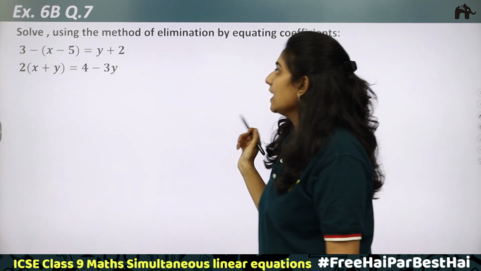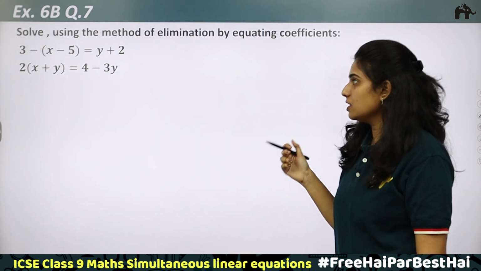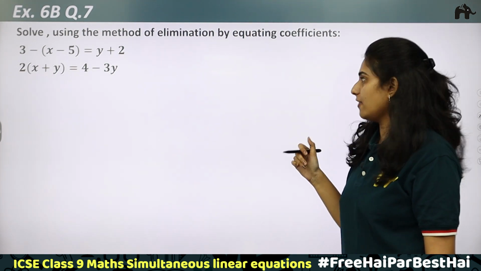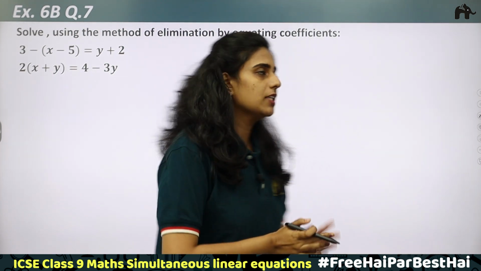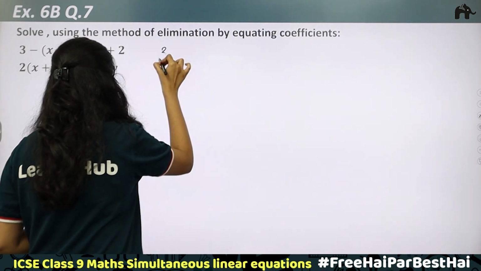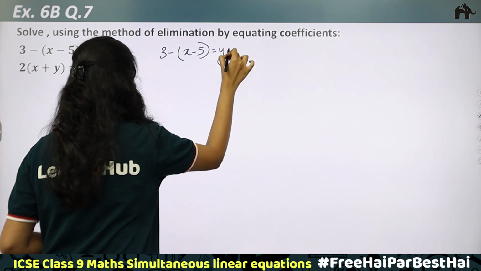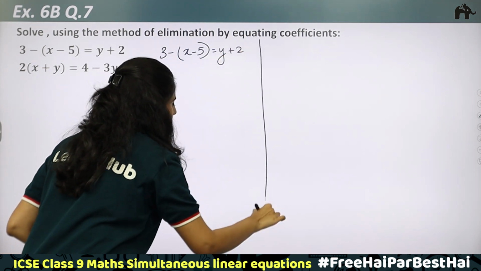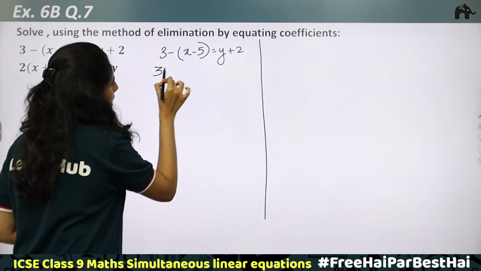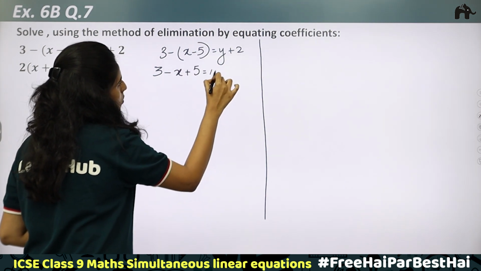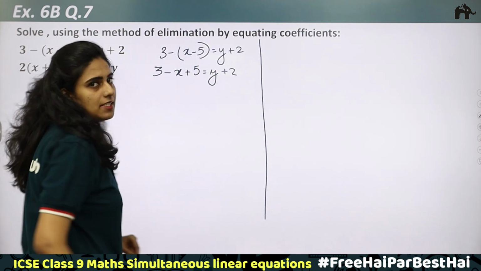3 minus x minus 5 is equal to y plus 2. 2 into x plus y is equal to 4 minus 3y. So, first equation will make some rearrangements. Here we have 3 minus x minus 5 is equal to y plus 2. This is 3 minus x plus 5 is equal to y plus 2, removing the brackets and multiplying.